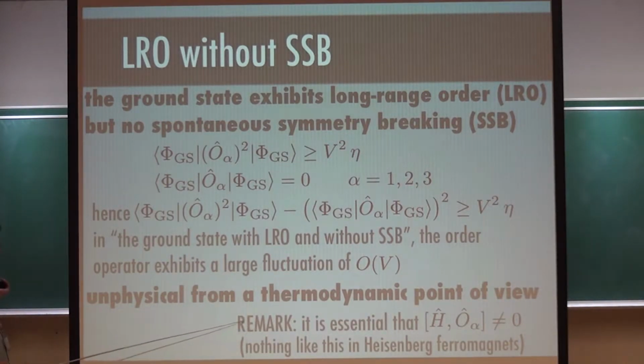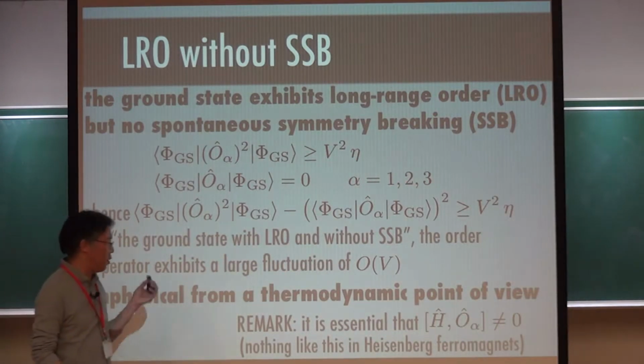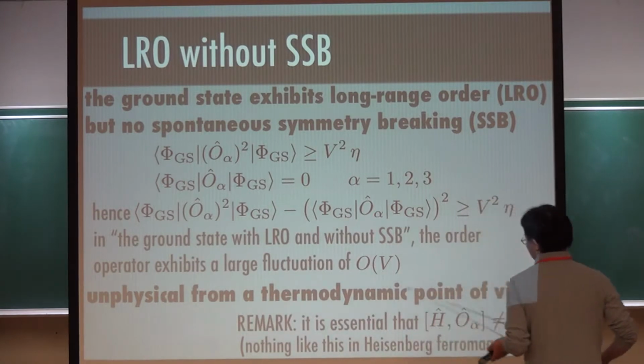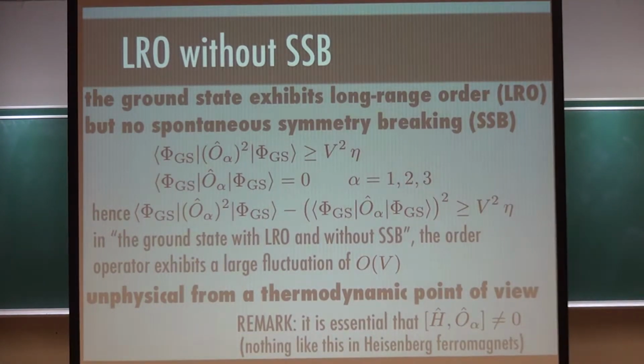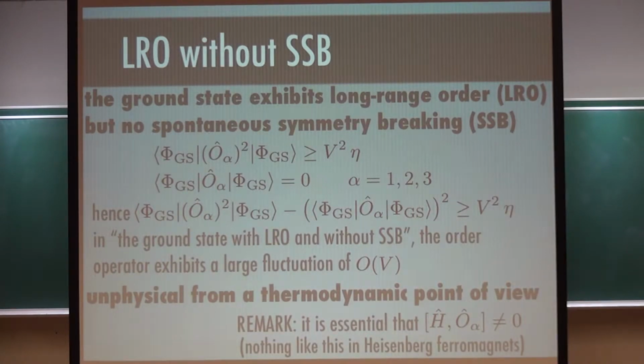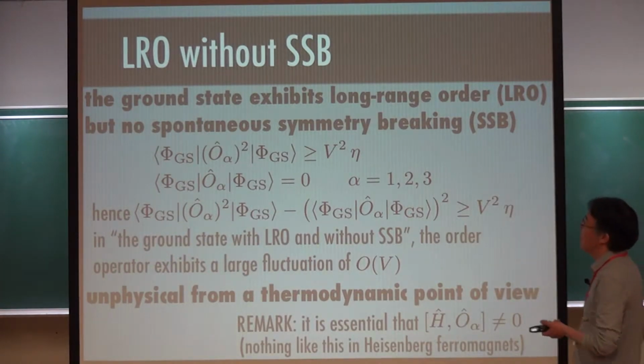And the important remark is that this happened in the ground state because we are looking at a model in which the Hamiltonian and the order parameter do not commute with each other. If you are looking at the ground state of the ferromagnetic Heisenberg model, there's nothing strange like this, and everything is just clear. But in many models, the order parameter and Hamiltonian do not commute, and especially in field theory, I think in all non-trivial models, they do not commute. So that's the point.